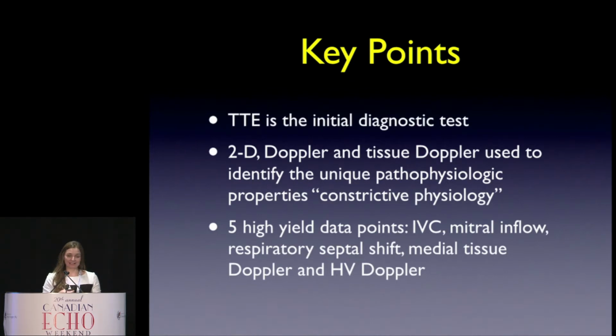So echo is an initial diagnostic test. We look at both 2D Doppler and tissue Doppler to look for constrictive physiology, and 5 high-yield points are the IVC, mitral inflow, respiratory septal shift, medial tissue Doppler, and hepatic veins.